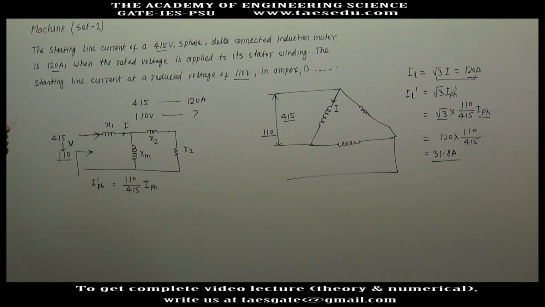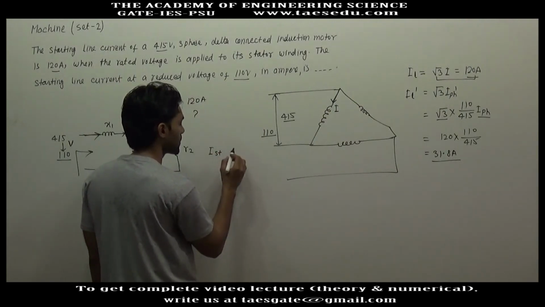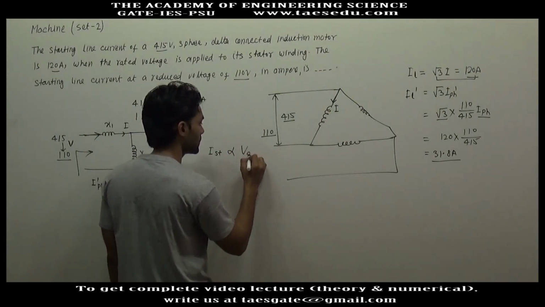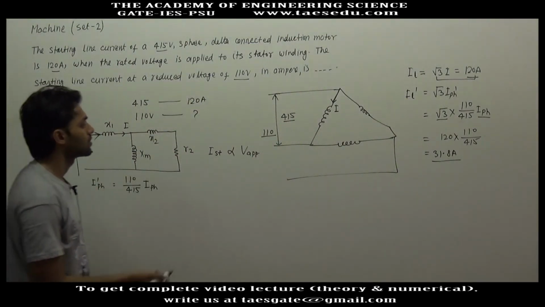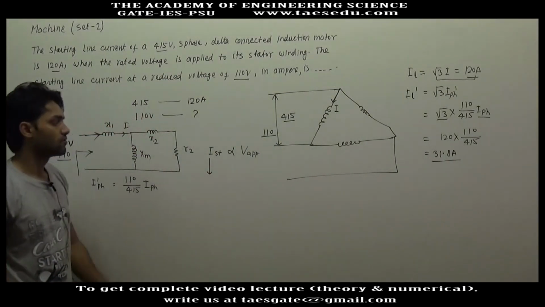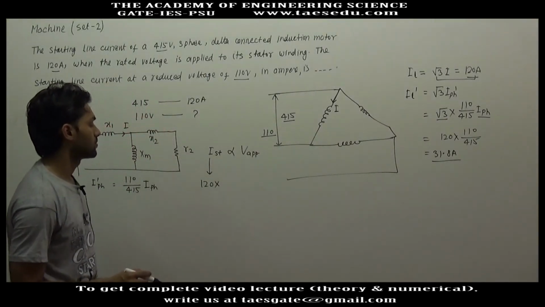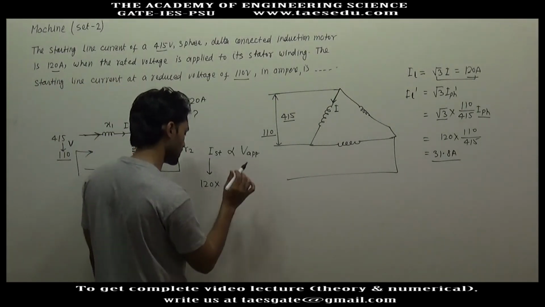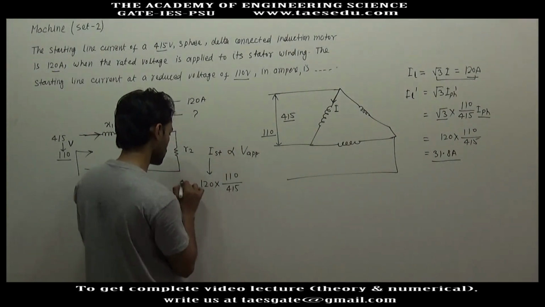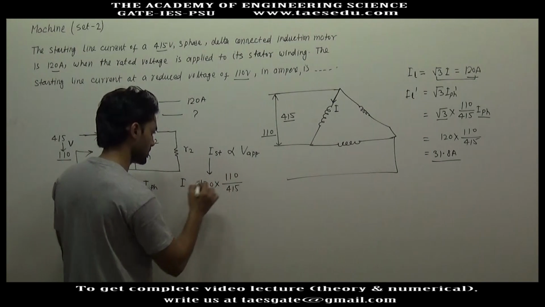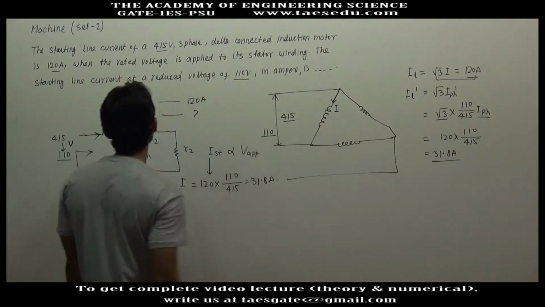This is a very easy question. In any machine or in induction motor, the starting current is directly proportional to voltage applied across the terminal. So the current will reduce in the same ratio in which voltage has been reduced. Initially current was 120 ampere, and voltage is reduced from 415 volt to 110 volt. So new starting current will decrease in the same ratio. This will be 31.8 ampere.